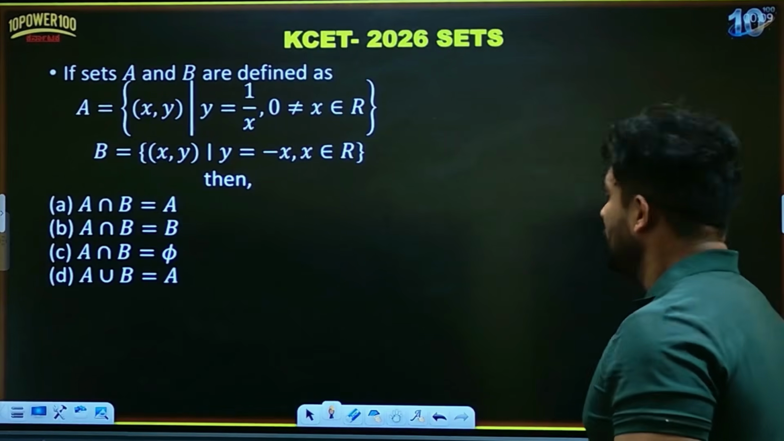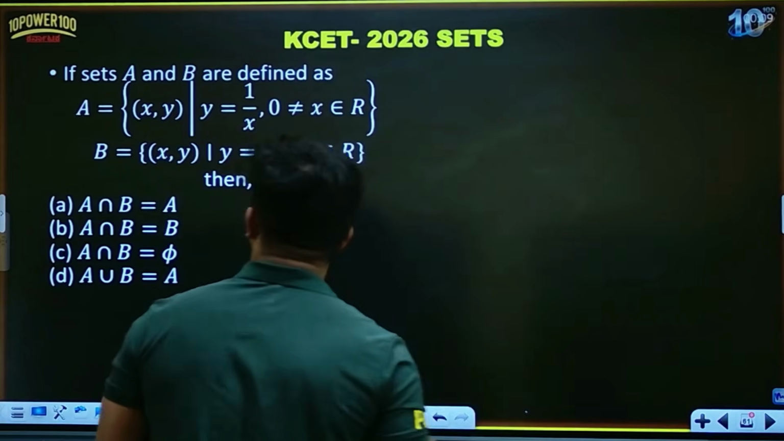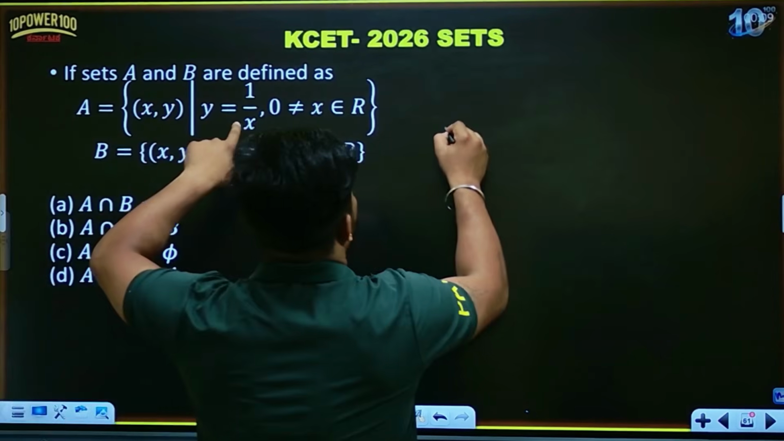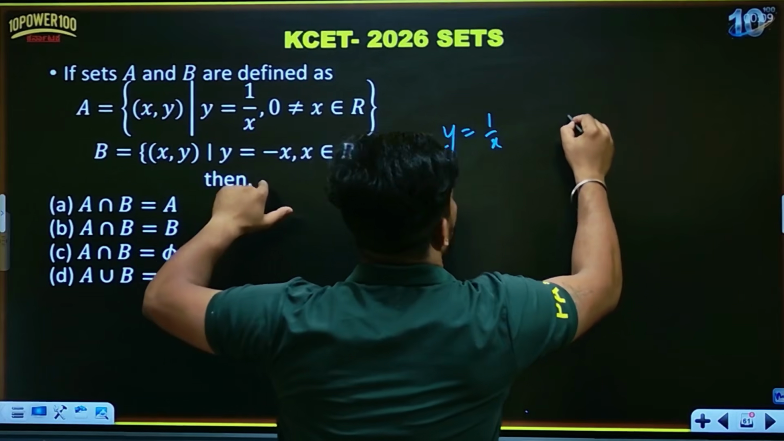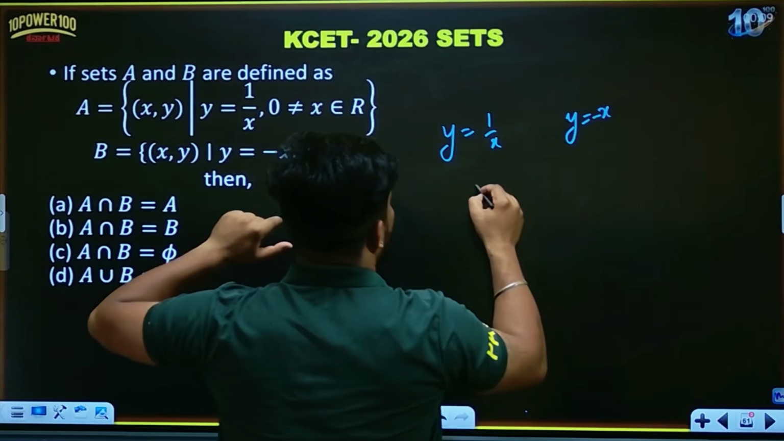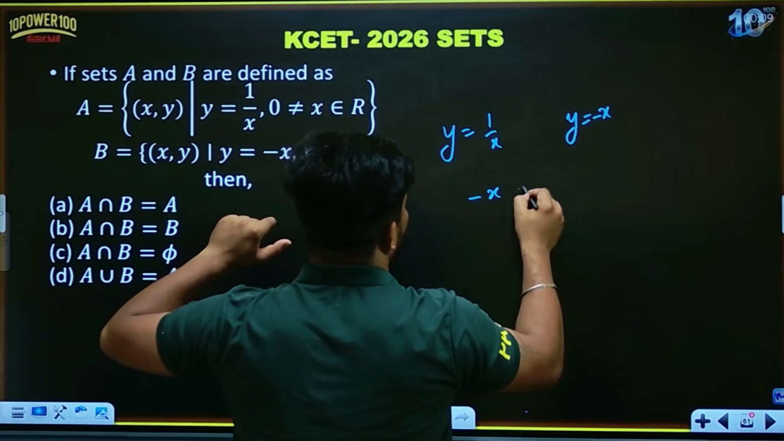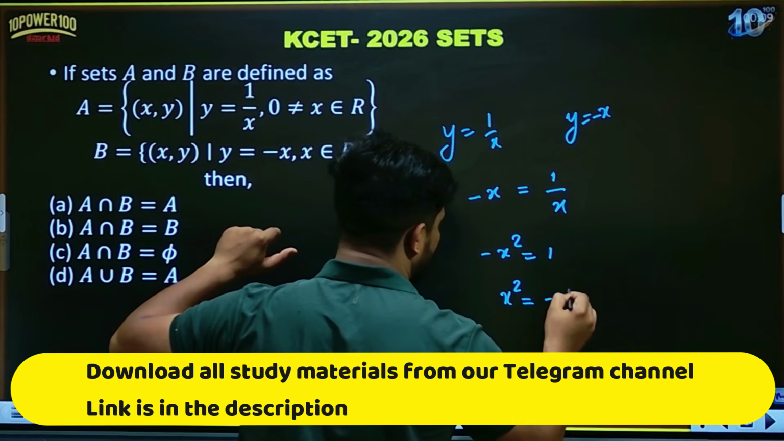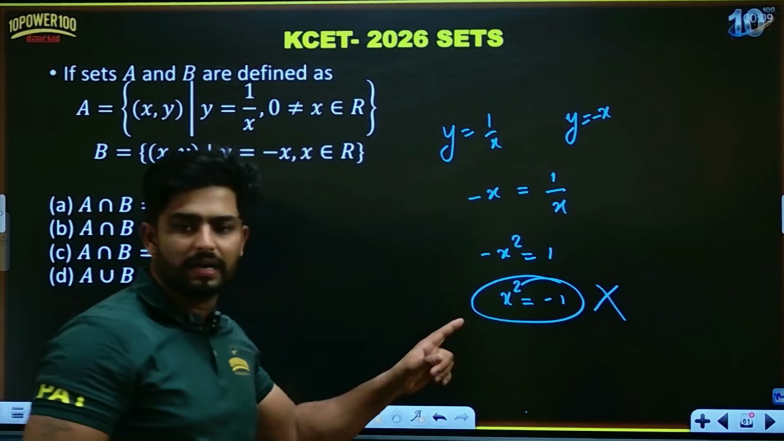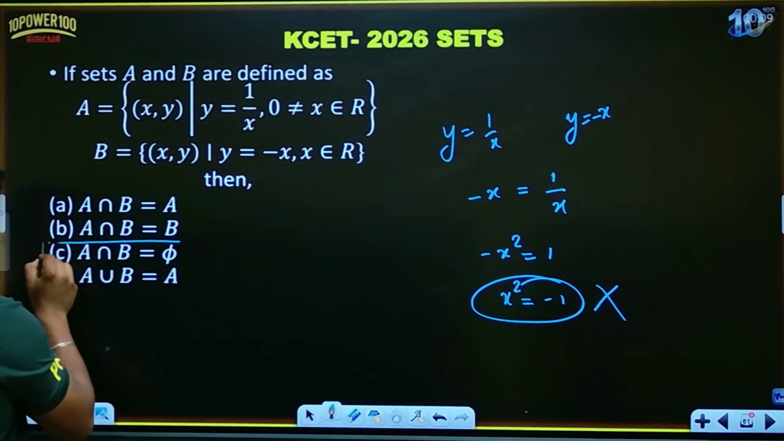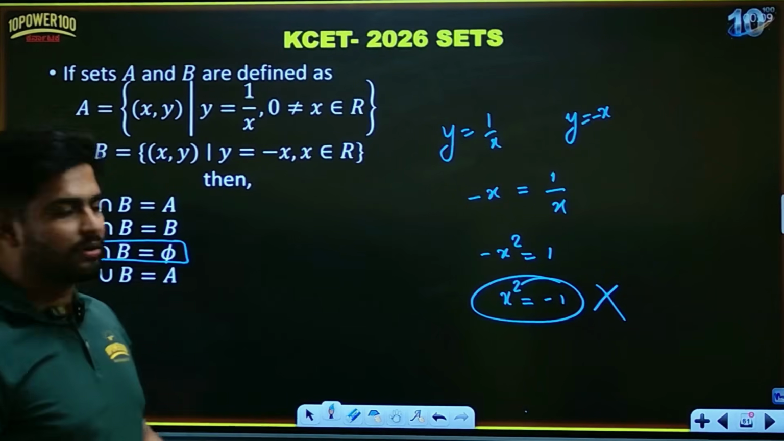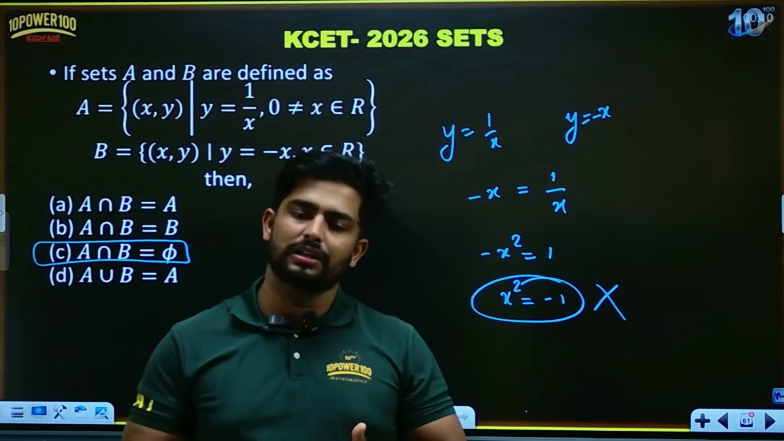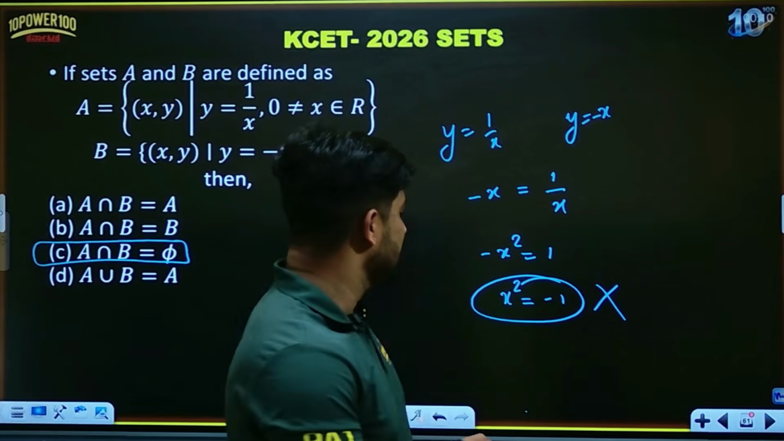Yeah, so this question has some concept. A and B are defined as A is equal to this, B is equal to this. Here, y is equal to 1 by x is given, children. In the other, y is equal to minus x is given. Okay, equate both of them because there is y. Minus x is equal to 1 by x. So minus x square is equal to 1. So x square is equal to minus 1. Is this possible or not possible? Correct? That's why we can say that A intersection B is equal to the null set is the right answer, because there is no possible value, both will have null elements. So the common between them will also be null. That's why option B is the right answer.